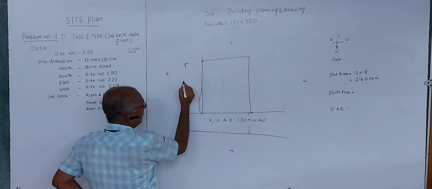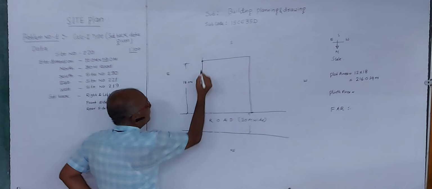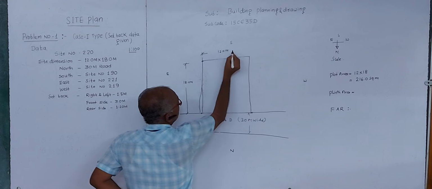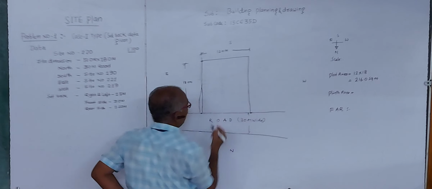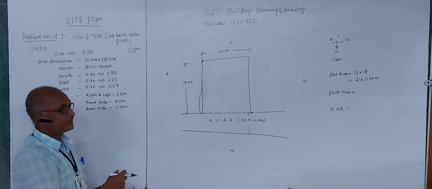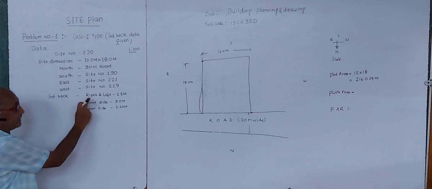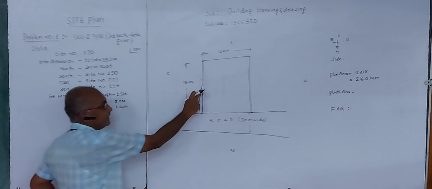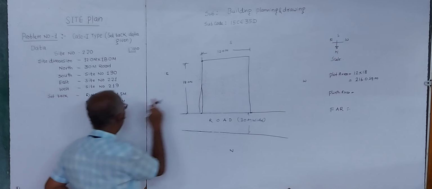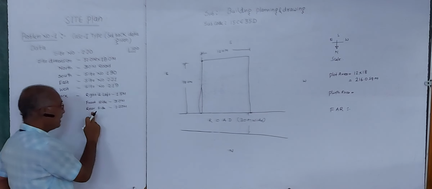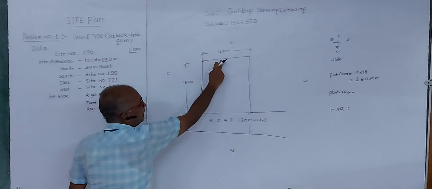This is the 18 meter wide, and this is the 12 meter wide. This is called the side plan. This is the boundary of the side. Afterwards, from this point, these are the setbacks on the right and left. Both sides will have 1.5 meter, the front side will have 3 meter, and the rear side will have 1.2 meter.